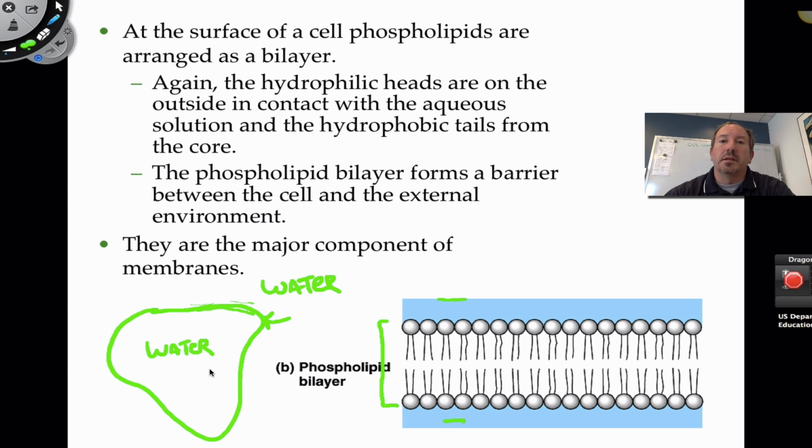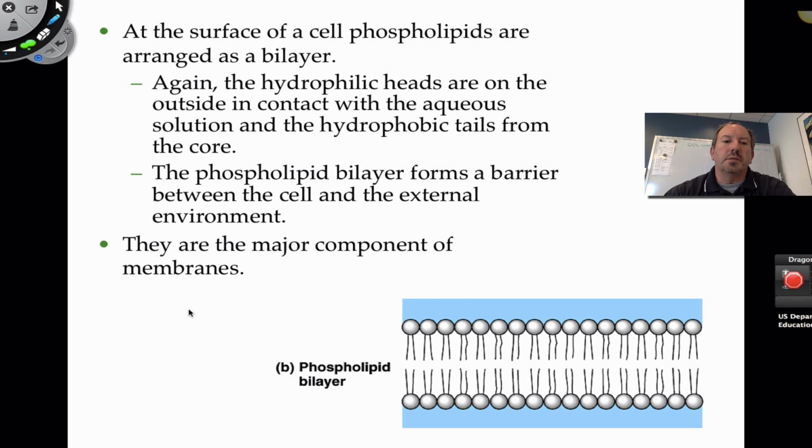Cyto means cell, plasma means liquid. So the liquid on the inside is in contact with the heads. The extracellular aqueous solution is also in contact with the heads. So that's kind of interesting. So the phospholipid is the major component of the cell membrane. There's other things embedded in the cell membrane as well, but it's the main ingredient.